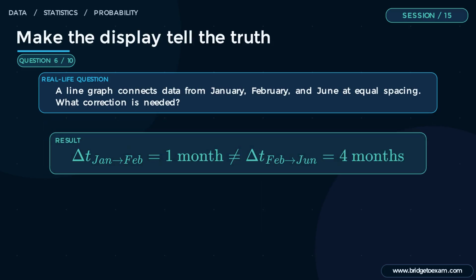Quick check. The apparent slope should represent change per unit of time. This matters in real life because accurate time spacing matters in sales, medicine, and environmental monitoring.